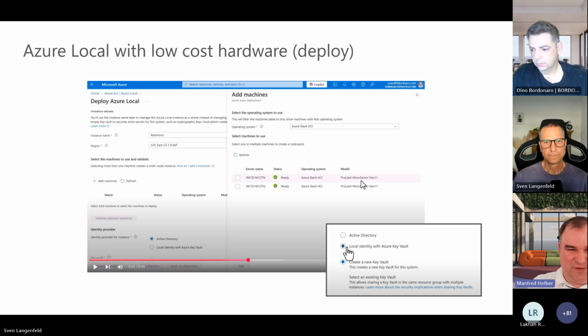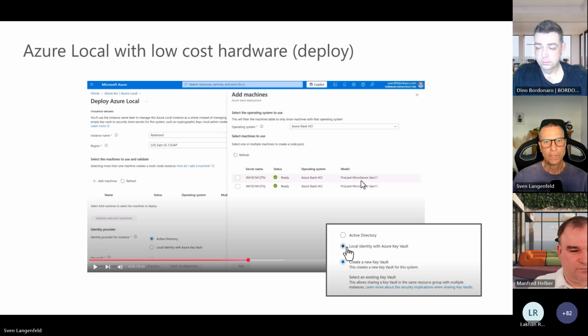When Sven came up with this question, I was just checking the status of it. As far as I know, the local identities feature is in public preview. So it should be available in public preview, but it's not released. So not for production, but it's in public preview.